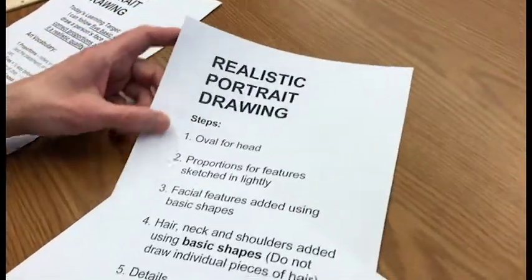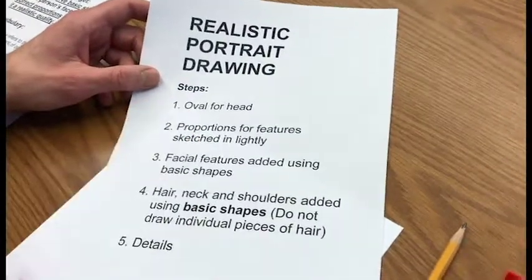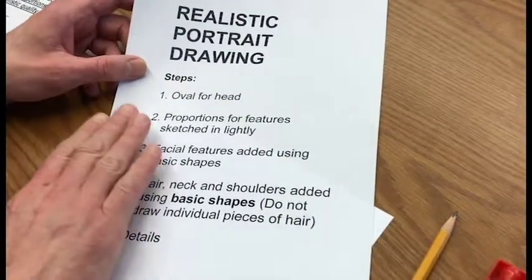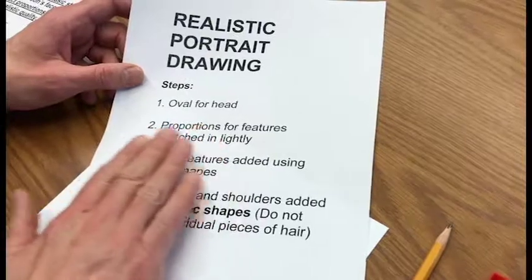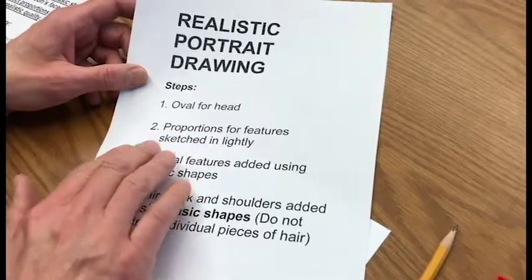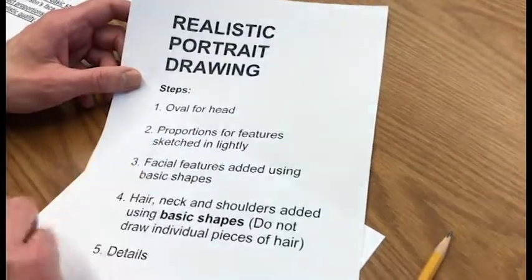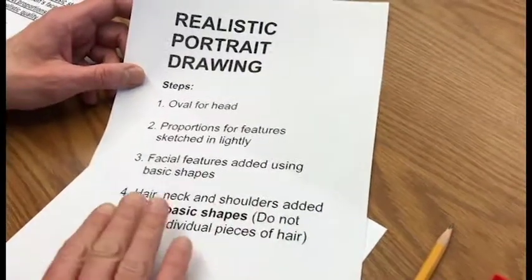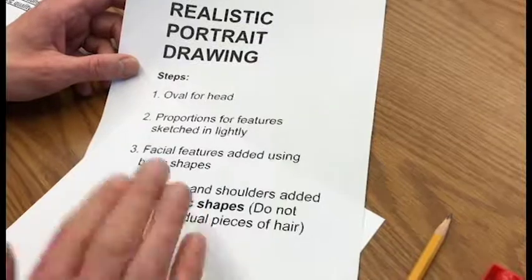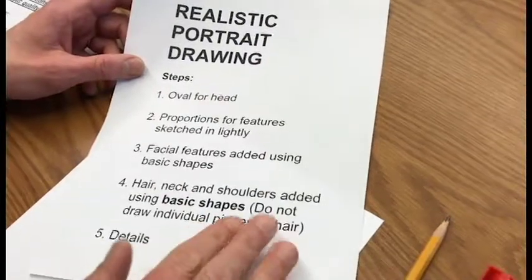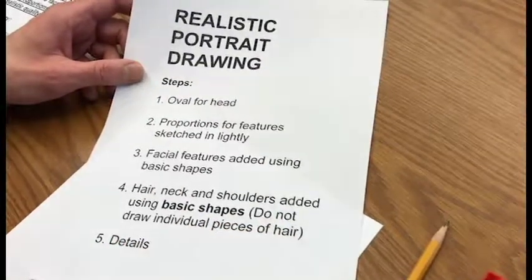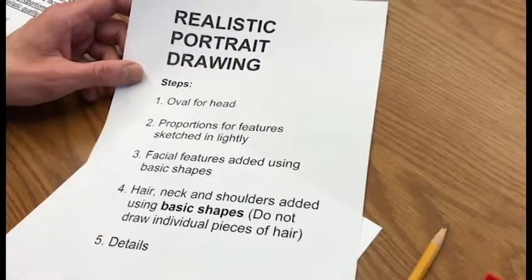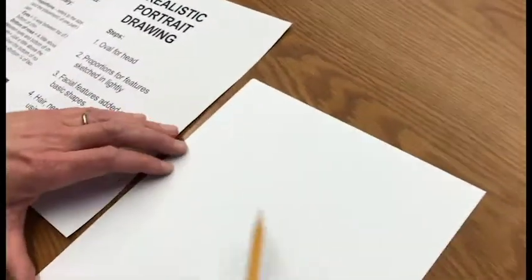Here are our steps. We're going to start with an oval for the head. We're going to slightly sketch in the proportions for the features. Then we'll add the features just using basic shapes. And then we're going to move on to hair, neck, shoulders, using basic shapes again. Here's where I really want to stress, do not draw individual pieces of hair. And then finally, details. So basically like this.